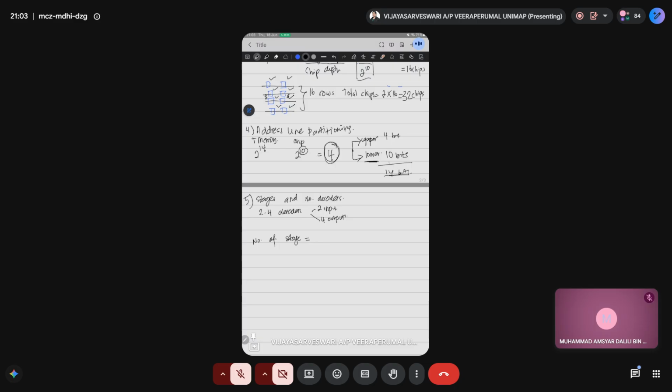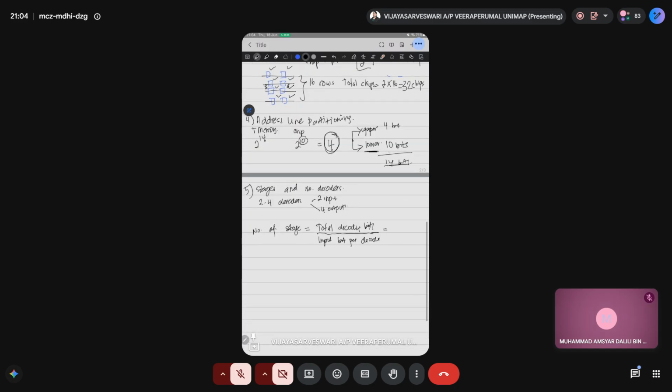So in order to find the number of stages, you have to find the total decoding bits divided by input bits per decoder. The total decoding bits is basically this one, the upper part. So this upper part is going to be our total decoding bits.